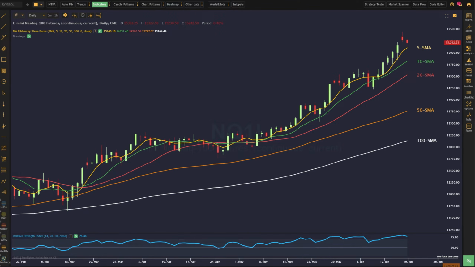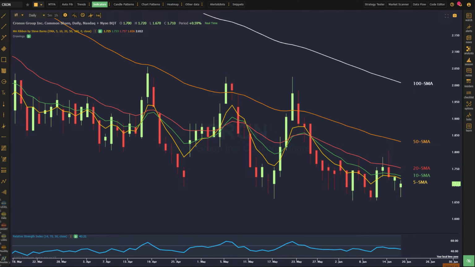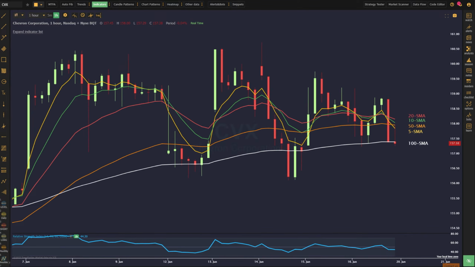If the price is trading above all of them and they're in alignment, meaning they're in order from top to bottom, shortest to longest, then we're in a strong uptrend. If the opposite is true, that means we're in a strong downtrend. In choppy markets, we tend to see price fluctuating around the moving averages, crossing back and forth with no discernible trend.